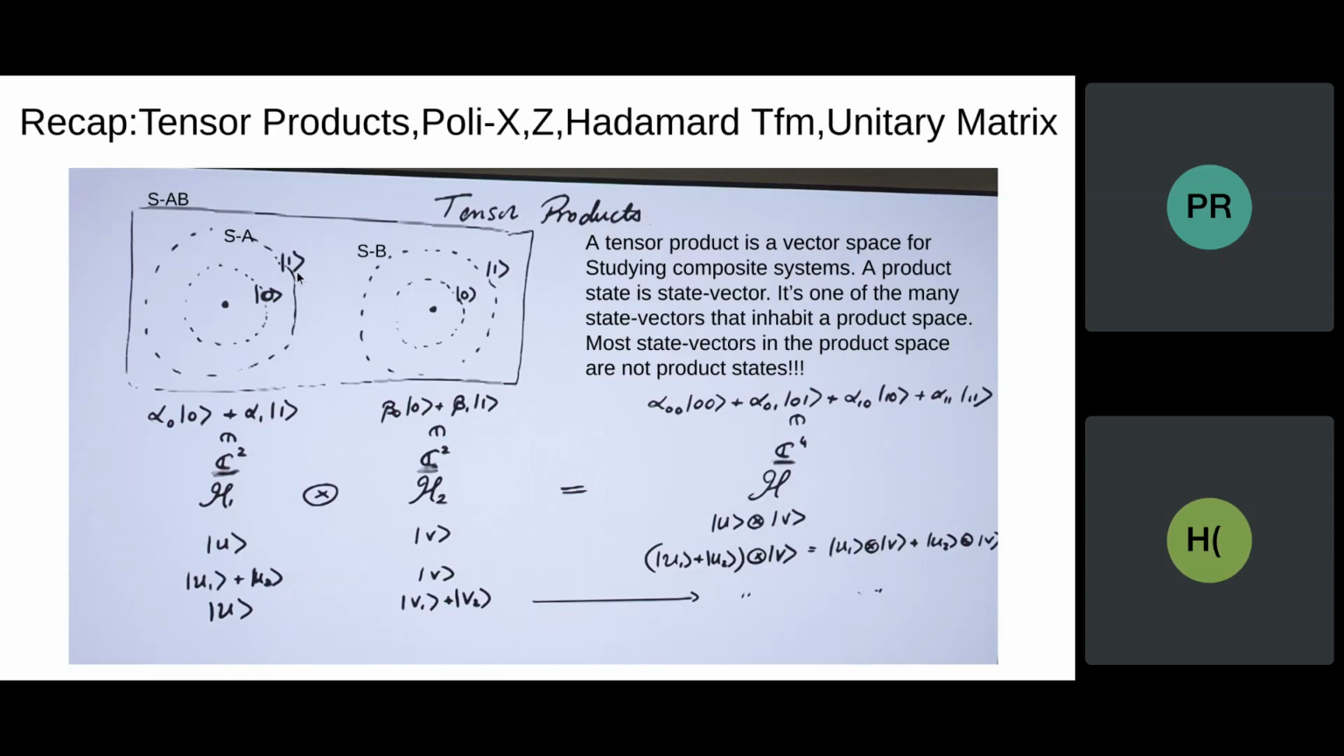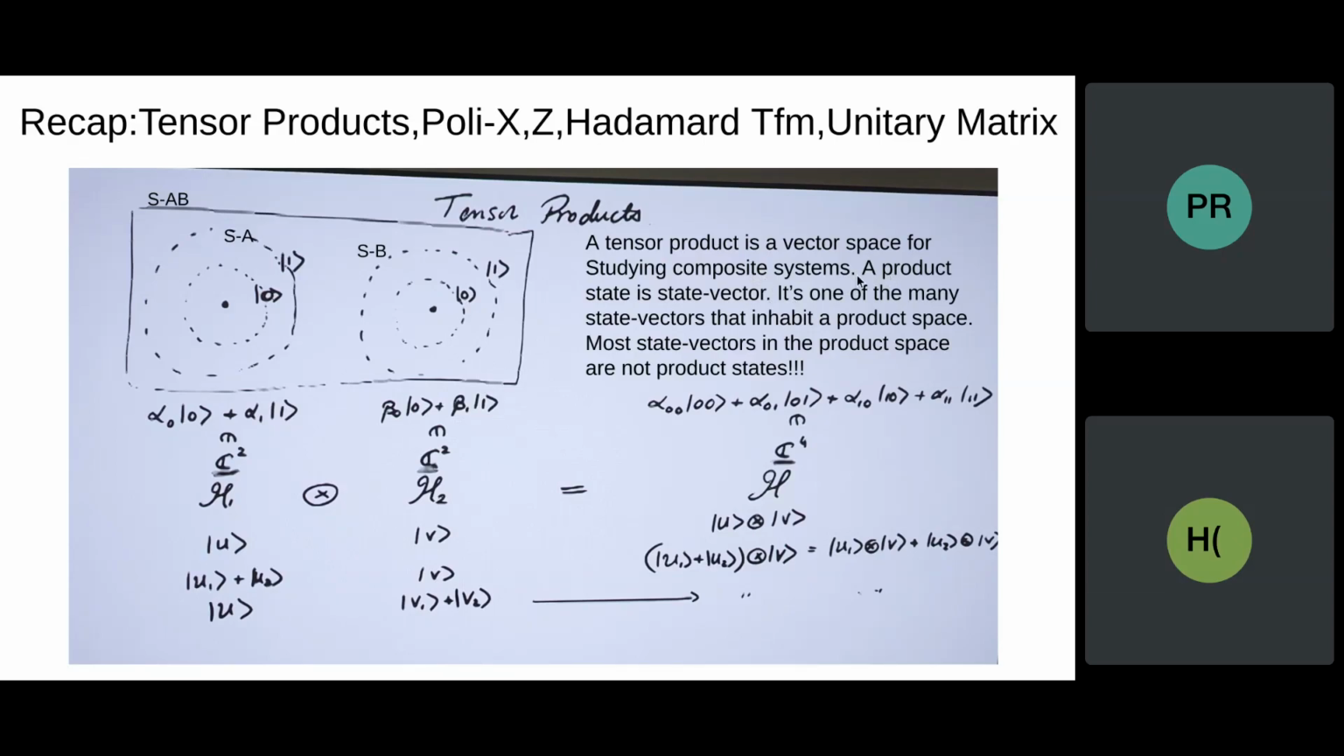Now, these are discrete levels. Obviously, there can be more, but let's assume this is a hydrogen atom and it has only two states, and we can have a 0 and 1 state. So this qubit has an electron, this qubit has an electron. Each of them has one electron, and the composite system is what we study using tensor products.